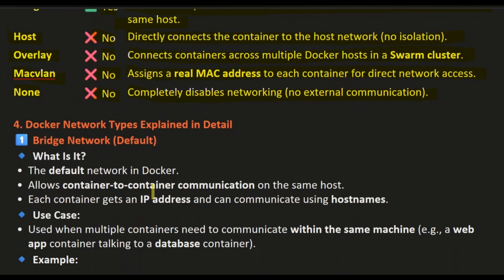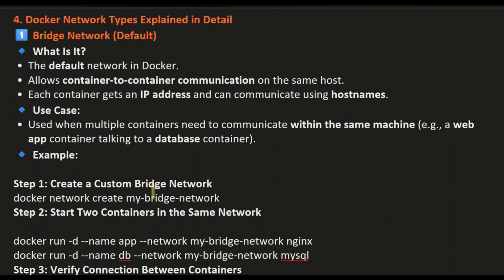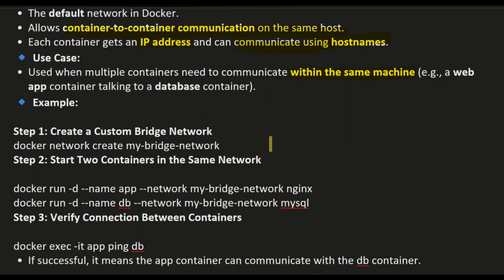4. Docker network types explained in detail. 1. Bridge network, default. What is it? The default network in Docker allows container-to-container communication on the same host. Each container gets an IP address and can communicate using host names. Use case. Used when multiple containers need to communicate within the same machine, e.g., a web app container talking to a database container. Example.